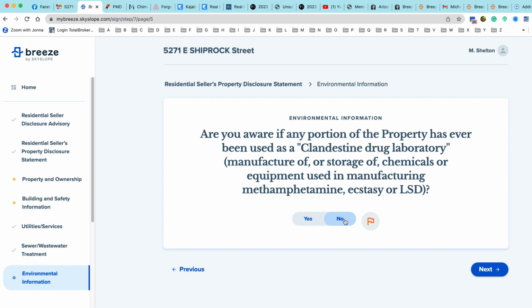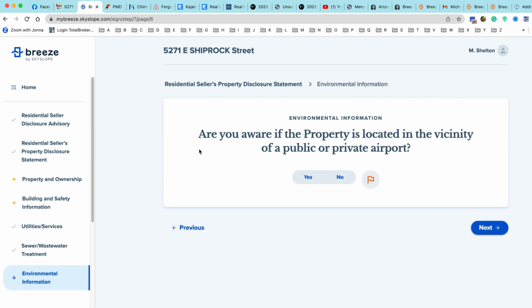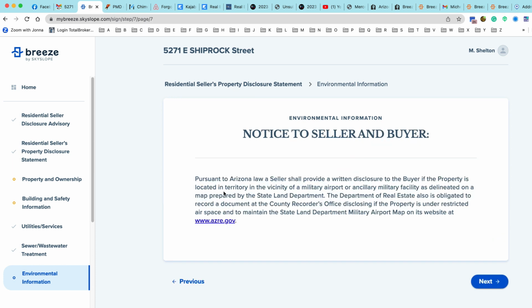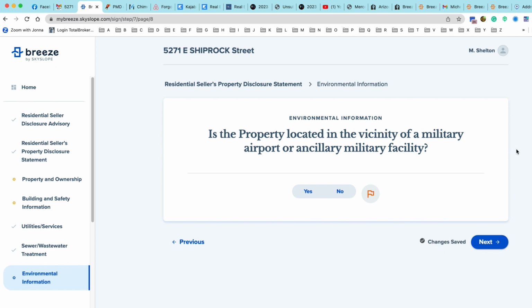Oh, they have drug laboratories in here now. I would think that would be a little bit conflicting with the any crime classified as a felony. Are you aware if the property is located in the vicinity of a public or private airport? Notice to buyer. Pursuant to Arizona law, seller should provide a written disclosure to the buyer if the property is located in the territory, vicinity of a military airport or ancillary military facility. Okay. If the property is located in the vicinity of no.